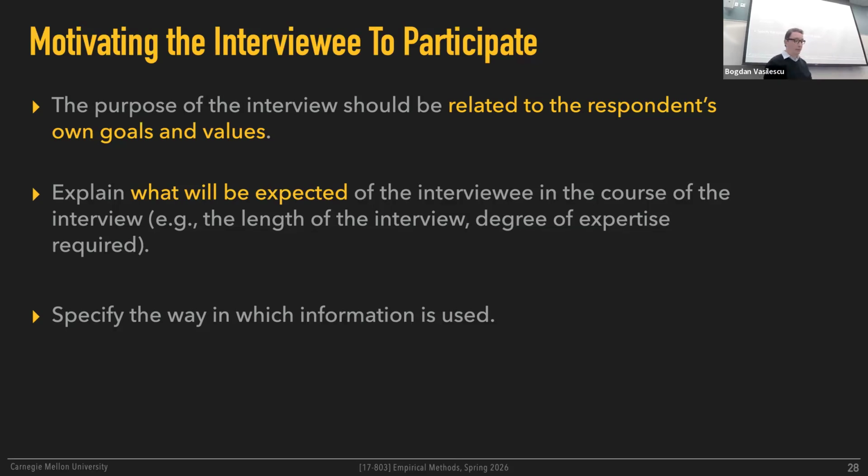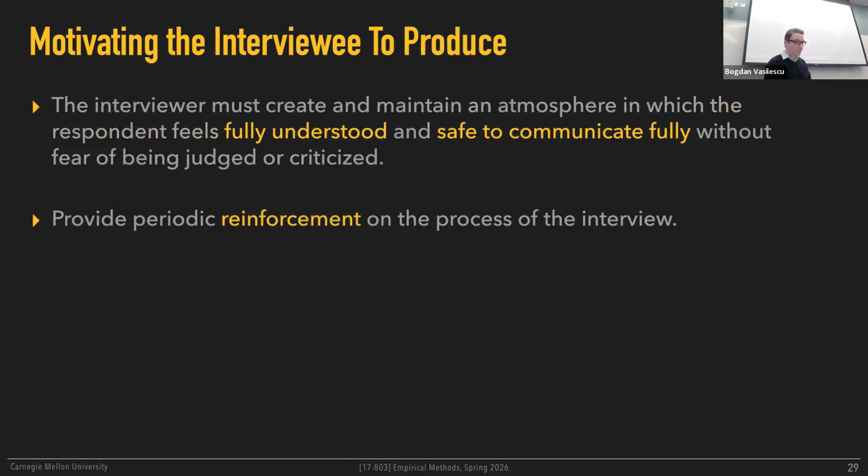So this is sort of the advice there, and be very clear with your participants about what information from the interview you'll be using and how you'll be using it, and in what ways you'll be maintaining confidentiality and so forth.